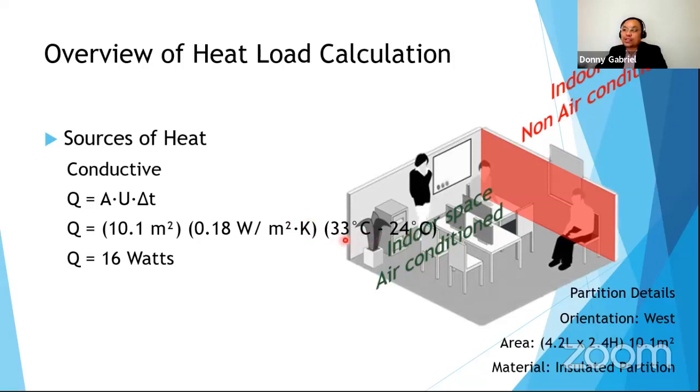So saan ang galing itong 33? 33 is from the temperature of the non-air-conditioned space. Yung 24 is the design temperature within your indoor space. So the difference between that will be delta T. So you multiply all these numbers, you will get about 16 watts. So ayun na, no? Meron tayong dalawa. First is yung radiant natin, second is yung conductive natin.